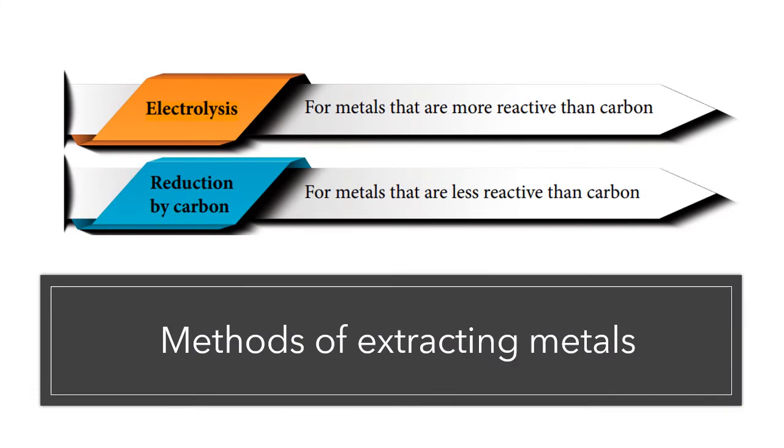Two main methods, okay, of extracting metals, chemical reaction methods. The first one is electrolysis. The second one is reduction by carbon. Electrolysis method is for metals that are more reactive than carbon, while reduction by carbon is for metals that are less reactive than carbon. How do we know that the metal is more reactive or less reactive? We must be based on the reactivity series of metal.